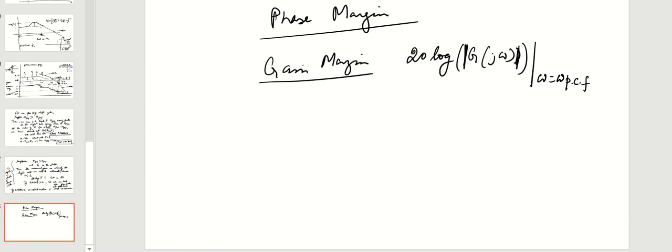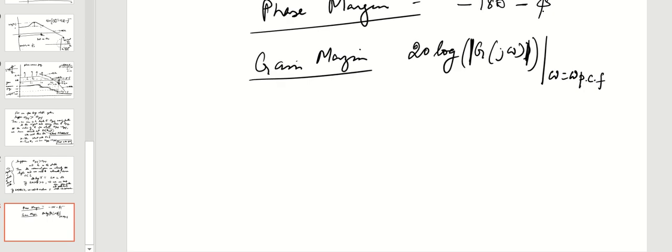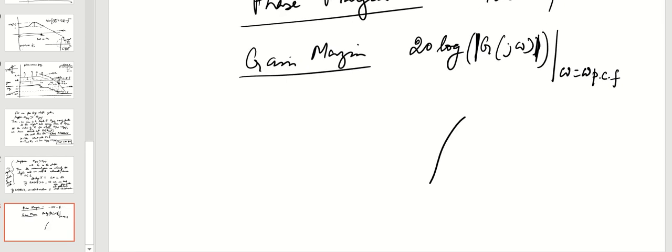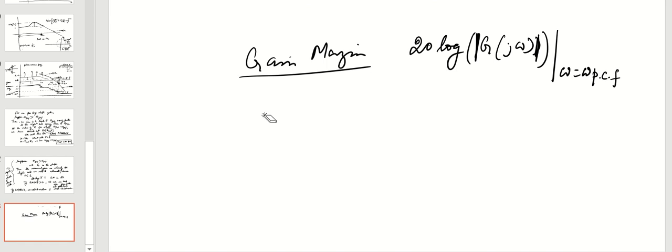By the same token, the phase margin is evaluated by how far you are from minus 180 degrees, minus phi, okay, let me just get rid of that.